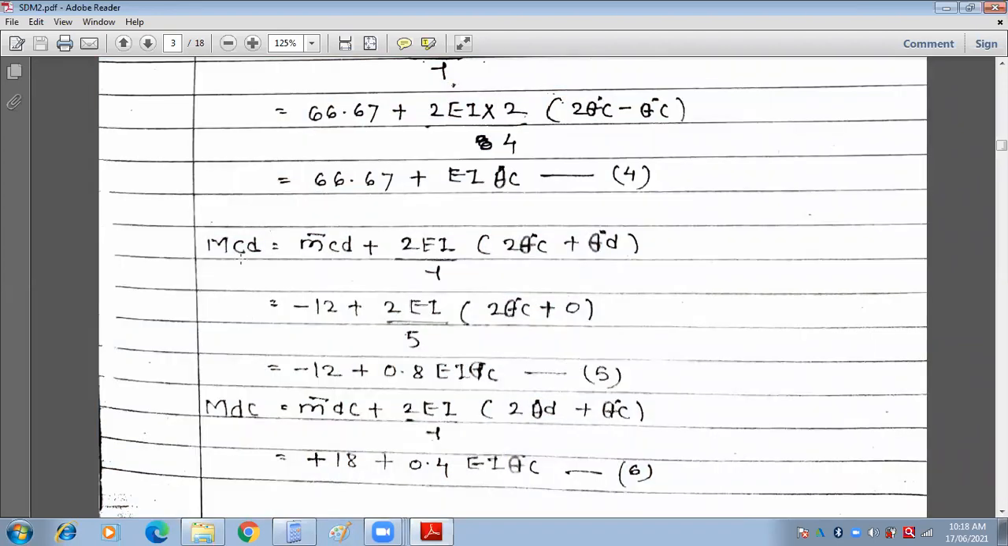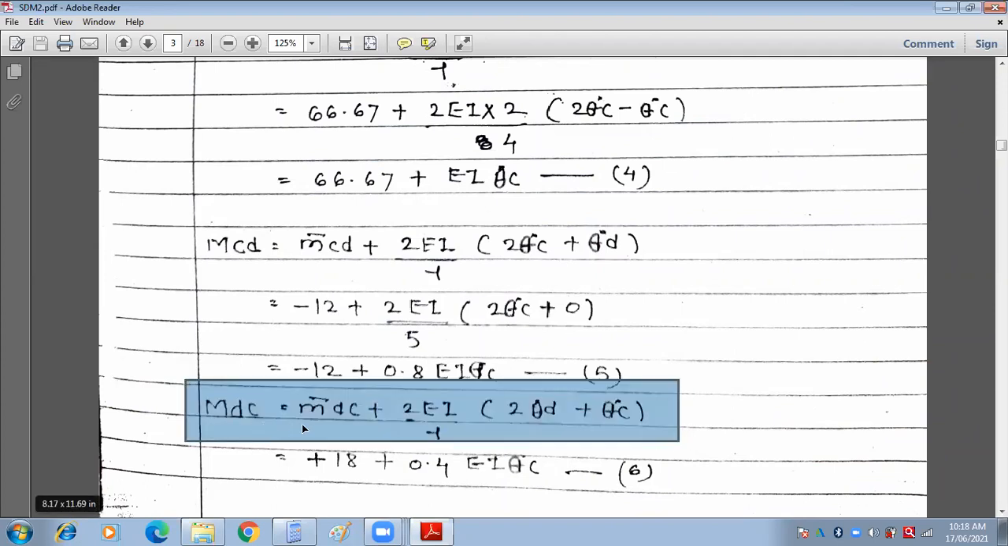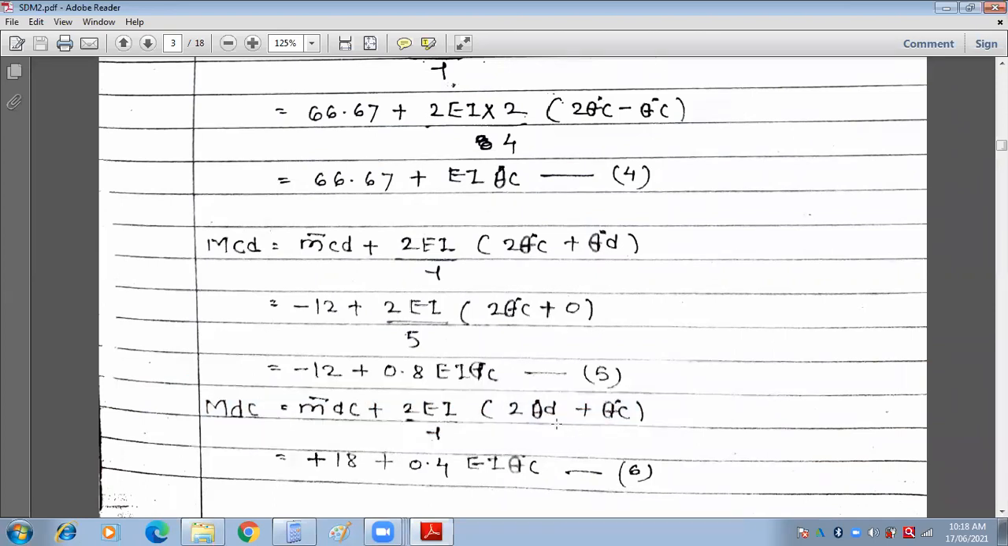Okay. Similarly for the DC span, general formula MDC is equal to fixed end moment DC plus 2EI upon L into bracket 2 theta D plus theta C. Theta D value is 0 because the support D is fixed. Now put this value and simplify. You will be getting plus 18 plus 0.4 EI theta C over here. Let us say equation number 6.